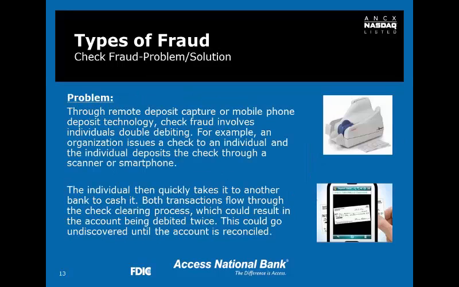Another type of check fraud is through remote deposit capture or a mobile phone. This is where a check is double debiting. As an example, an organization would have a check. It would be deposited through their remote deposit capture, and then the fraudster, typically someone internal, would take that check and change the dollar amount and/or make the check payable to a person and then deposit it through the old-fashioned means, meaning going to the bank and actually depositing the check.